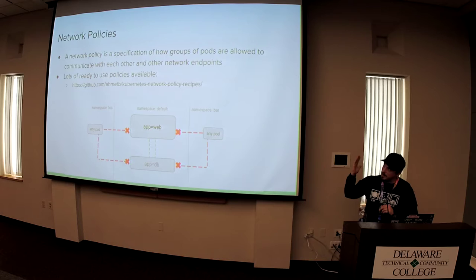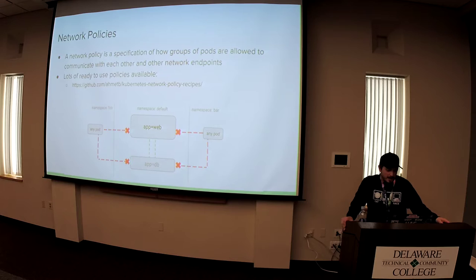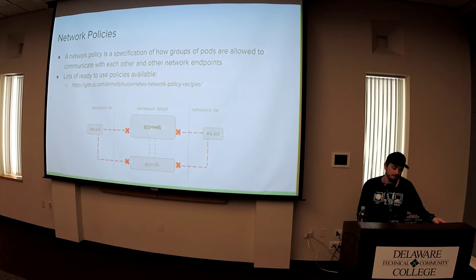Amit, a Google engineer, has this repo with these images. That is actually a GIF that moves. I'm horrible, I probably could have got that in there, but I'm not good at slides. But these dots, they move. You can see it just says that in the default namespace in the middle, the web app can talk to the DB, but nothing else can talk to it. So all the other applications running in your cluster can't even talk to it. You're limiting it, and that's it.